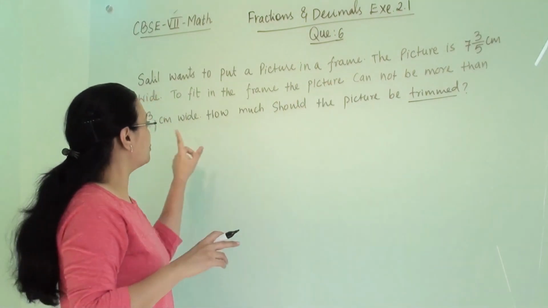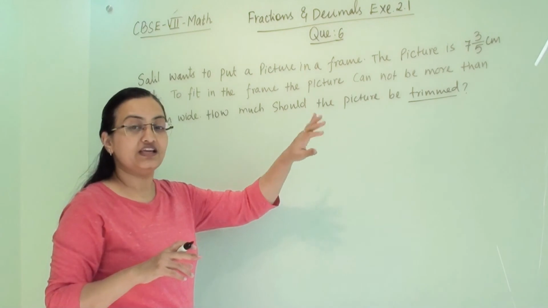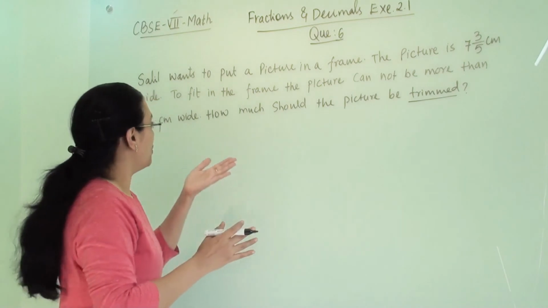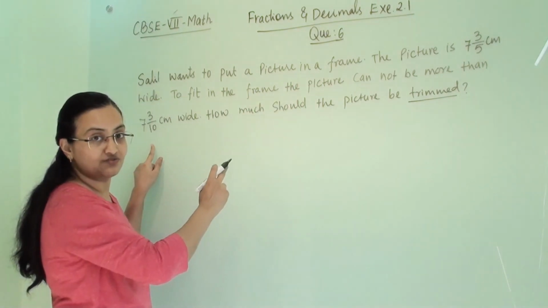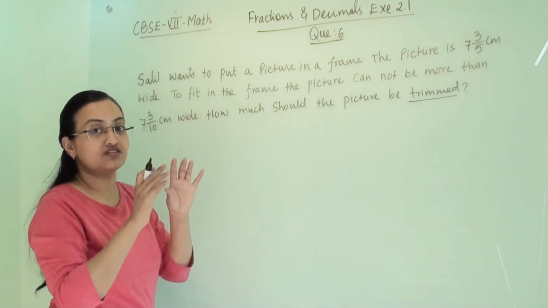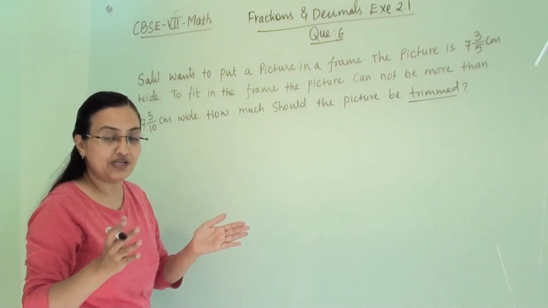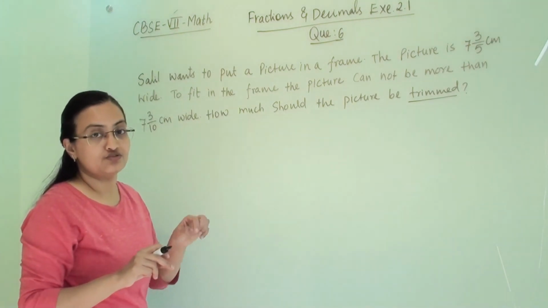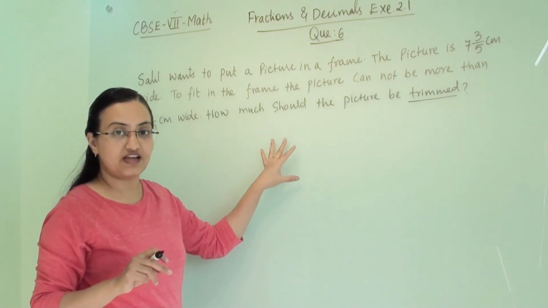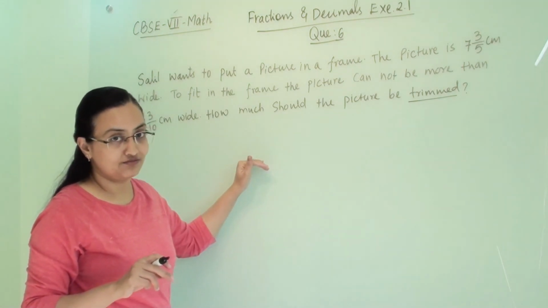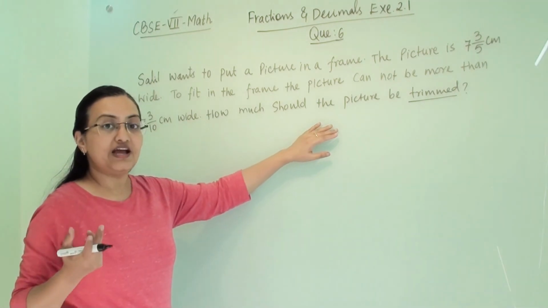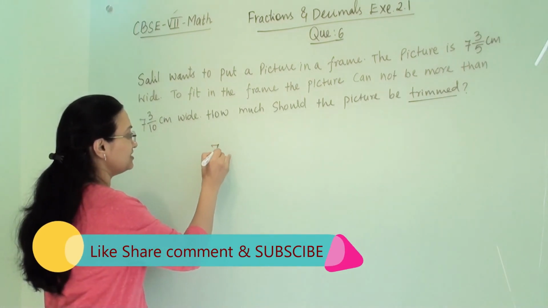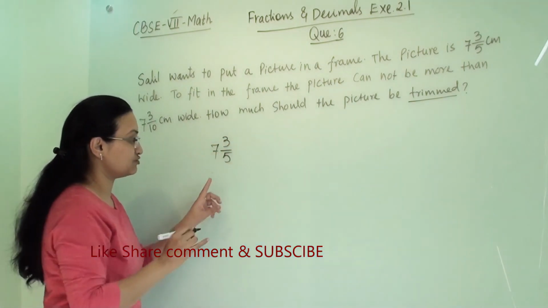That means we don't need to compare the fractions first. They already said that the picture is wide compared to the frame. So which is bigger, that fraction or this fraction? That fraction is bigger. The picture's width is more compared to the frame's width. So that's why we have to trim, or cut, the picture. That is a hint. When you solve this kind of question, you don't need to compare the fractions. You can easily identify which fraction is bigger. So here our picture is bigger, 7 3/5 centimeter.